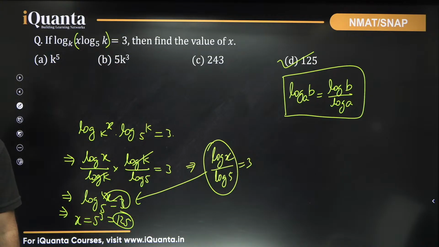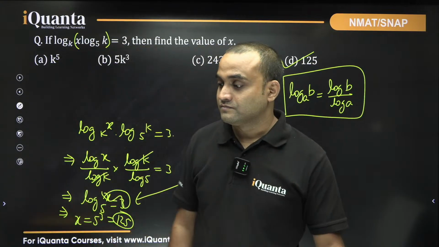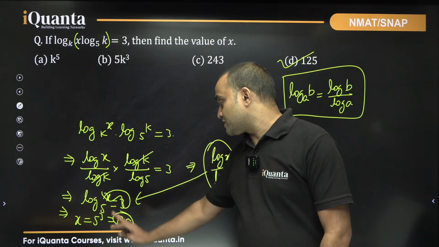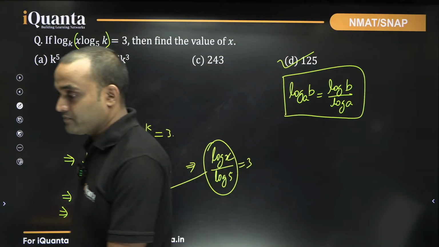Yes, Harshita, tell me your question. Okay, Nawab, is that clear? Now log x to the base 5 is 3. So x will be 5 cube, which is 125.